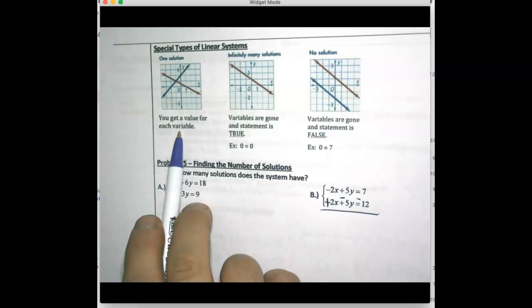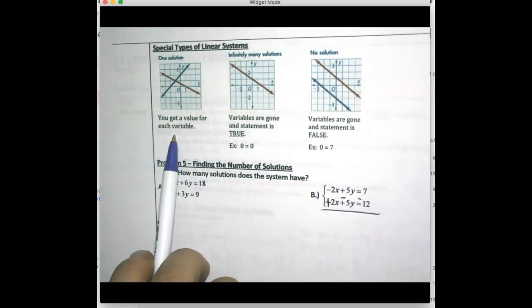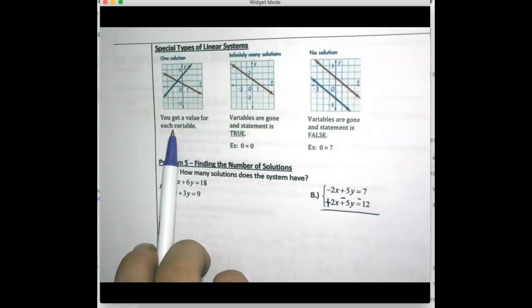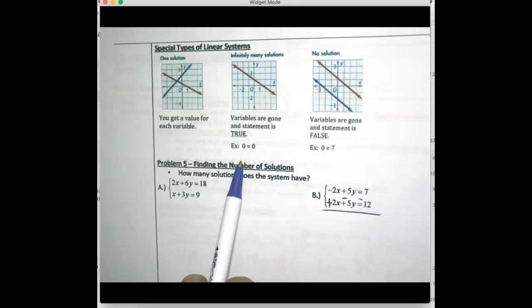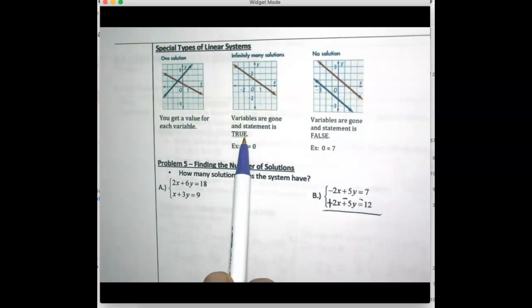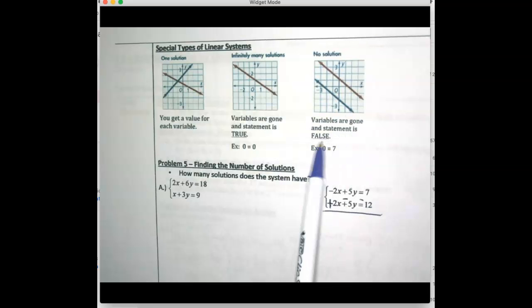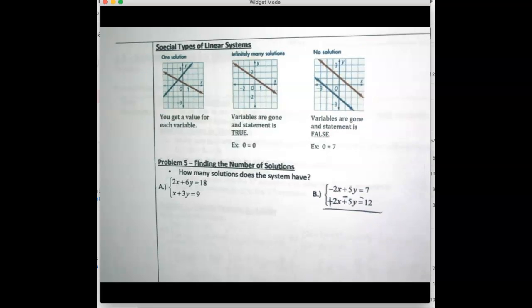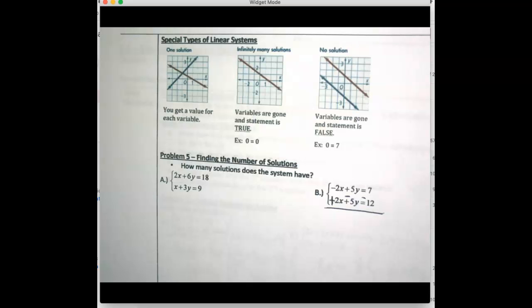But here it explains what you'll get in these problems. So in these problems, if you get a value for the variable, you get a number, and you have one solution. If the variables go away but the statement is true, you get infinitely many solutions. That should make sense. If it's a true statement, it's infinitely many solutions. If the variables go away and it's false, then no solution. So false associated with no solution is fairly logical. So let's see what we get here.